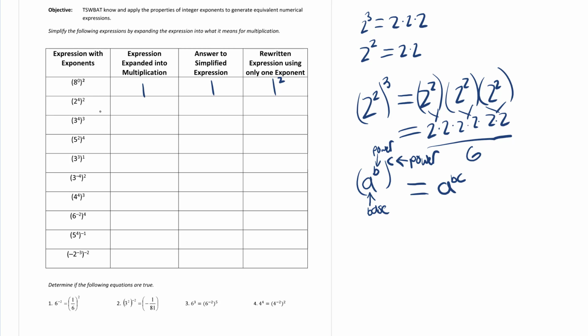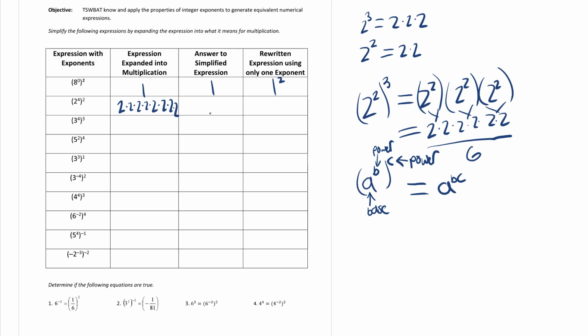Let's take a look at the second one, which is slightly more interesting. 2 to the 4th power to the 2nd power. What's the rule? Raise a power to a power, multiply. Right? So we're going to multiply 4 times 2. This is 2 to the 8th power. They want to expand that into multiplication. 2 to the 8th power. 1, 2, 3, 4, 5, 6, 7, 8. Did I get 8? Yeah, got it. Simplified. 2 to the 8th power.